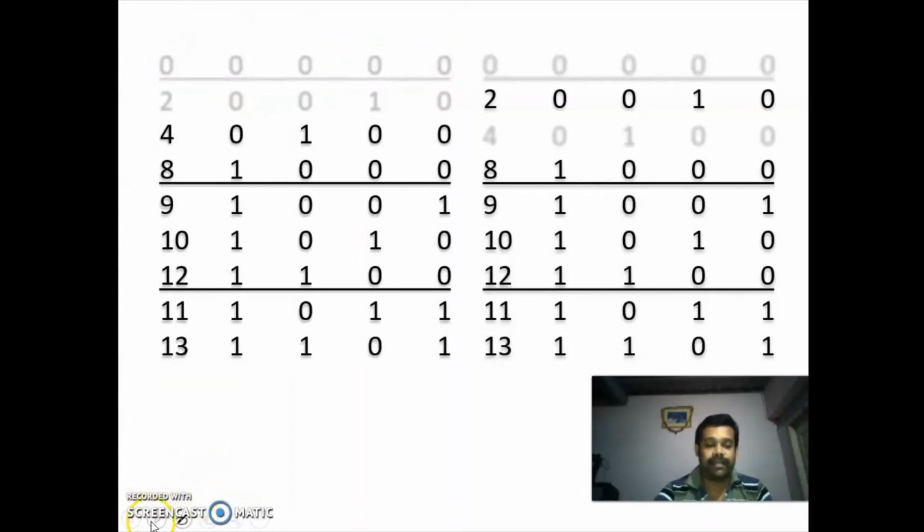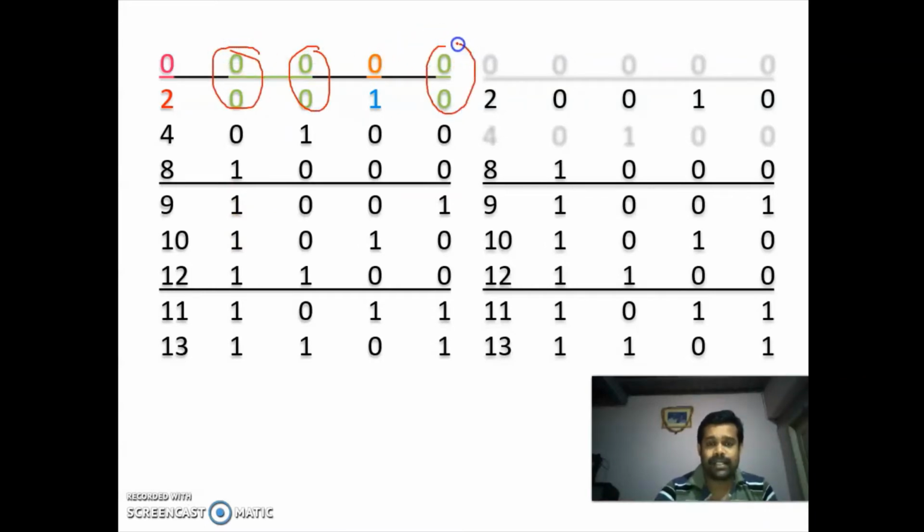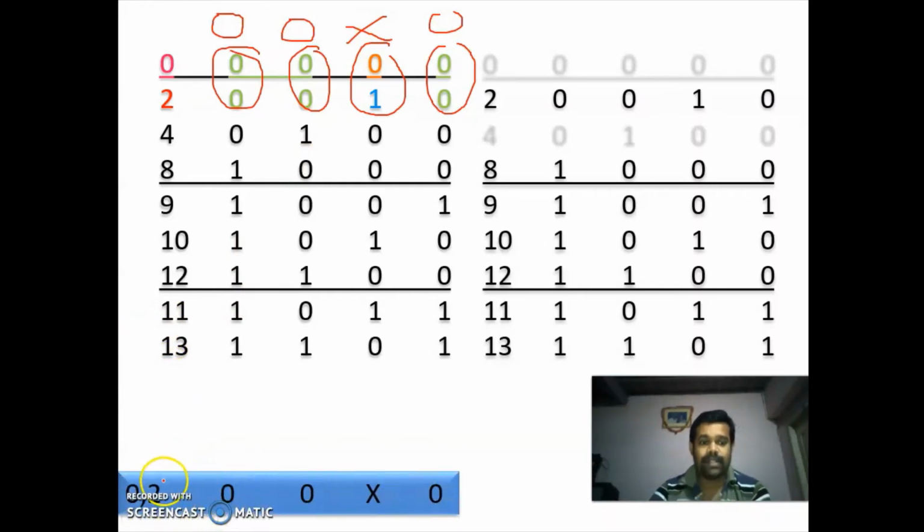Now, in the animation, we will clearly know. First, we are going to compare 0 with 2. The green indicates the bits are same. The orange and blue indicate the bit is varying. So only this bit is varying. So it can be written as 0, 0, x, 0. So when comparing 0 and 2, we are getting 0, 0, x, 0.